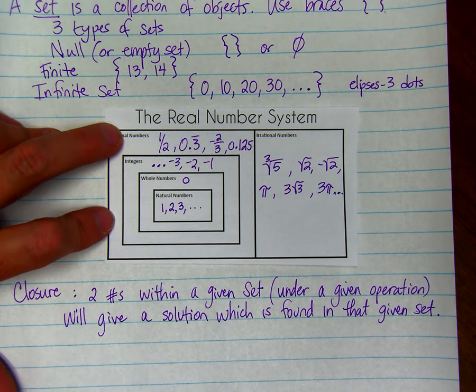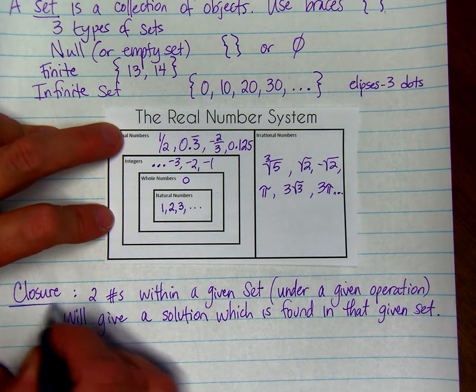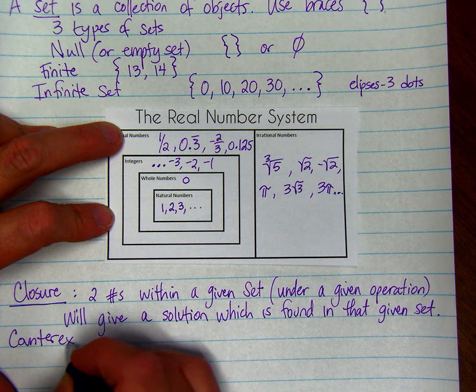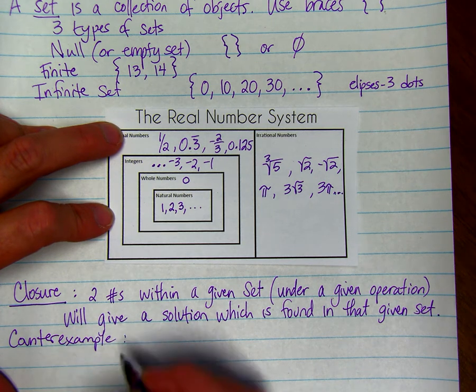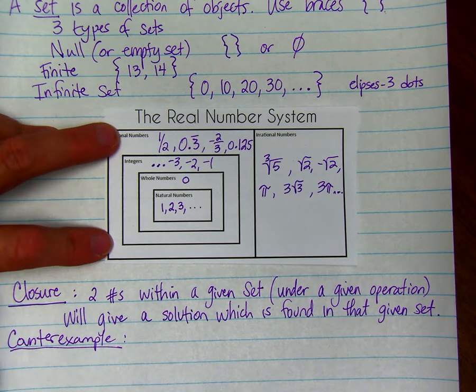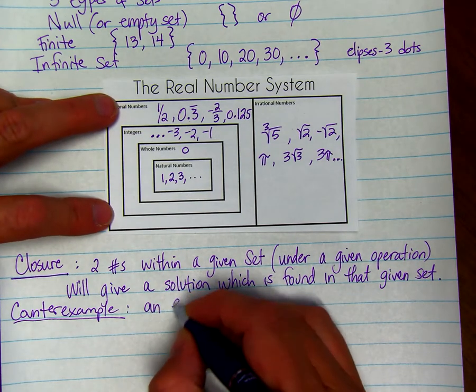Another, see, that's our vocab word. We also have counterexample. That's a vocab word. Counterexample is just an example that proves a statement false.